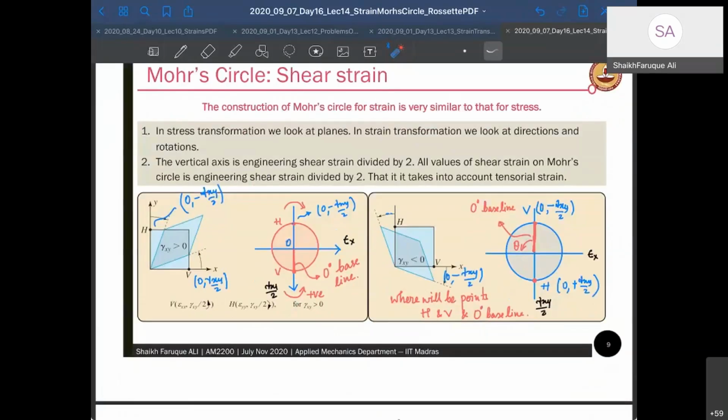Again, like last time, we will see whether it's an anti-clockwise or clockwise strain for the shear. If it's anti-clockwise, that means it is going this way, we'll have it positive, and if it comes this way, we'll have it negative. Please note this.